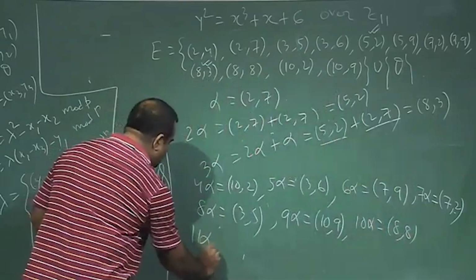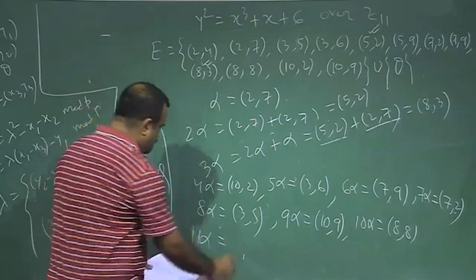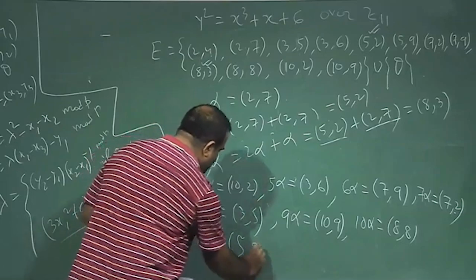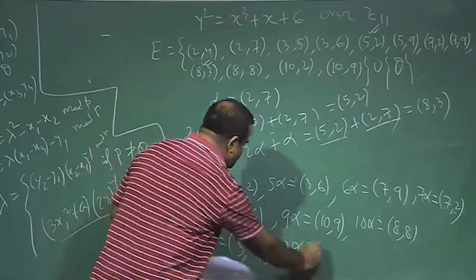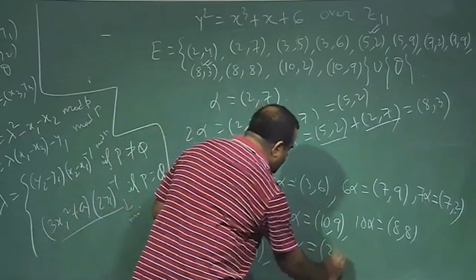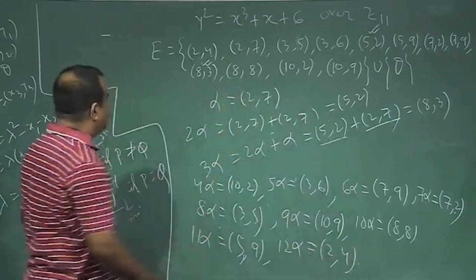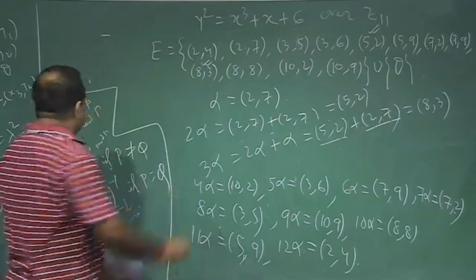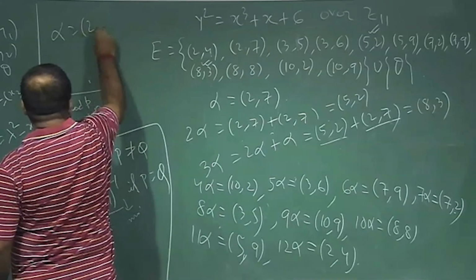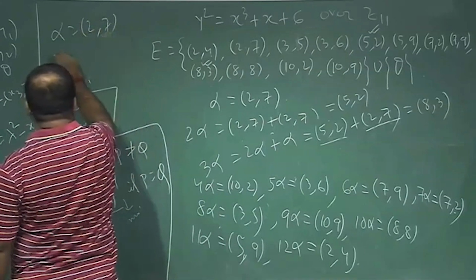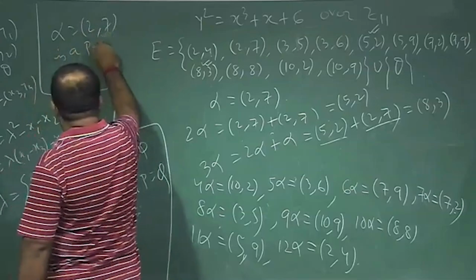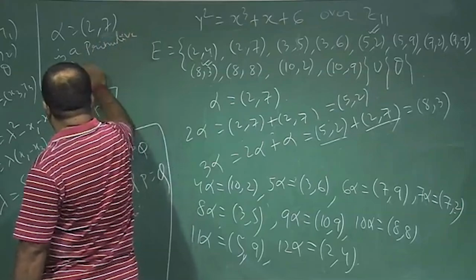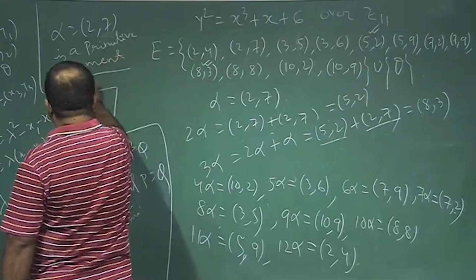and 11 alpha is basically (5, 9). Like this we continue. 12 alpha is basically (2, 4). So if you just check, we are getting all the points. So alpha is basically a primitive element. So alpha equal to (2, 7) is a generator of this group, is a primitive element. So we got the primitive element, so we can use this to have an ElGamal cryptosystem.